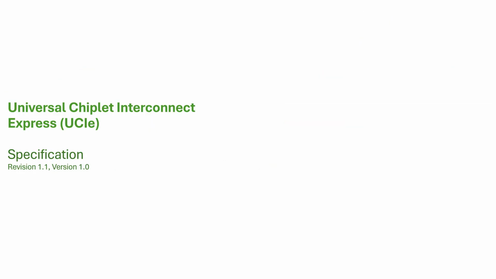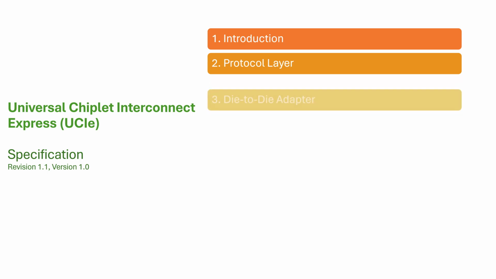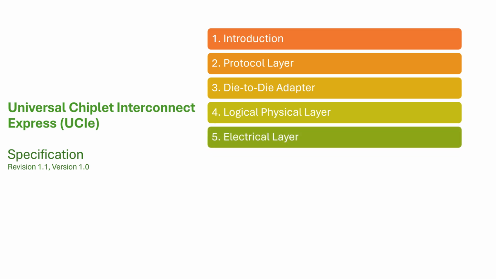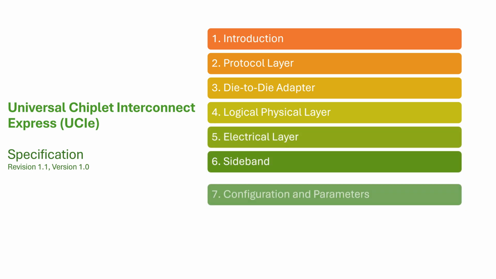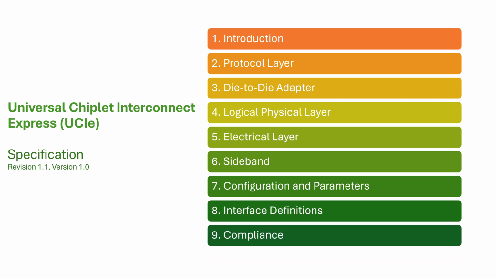The UCIe specification document published by the UCIe consortium has the following main titles: introduction, protocol layer, die-to-die adapter, logical physical layer, electrical layer, sideband, configuration parameters, interface definitions, and compliance. In this session, we will be focusing on the fifth topic, the electrical layer, because that's what we are concerned about in circuit level designs.